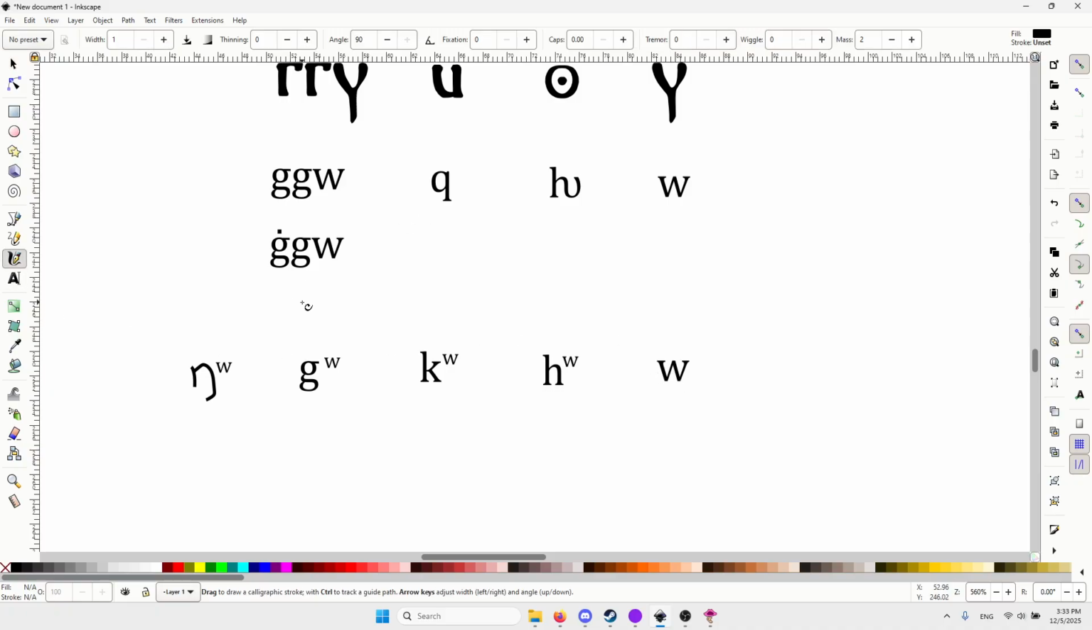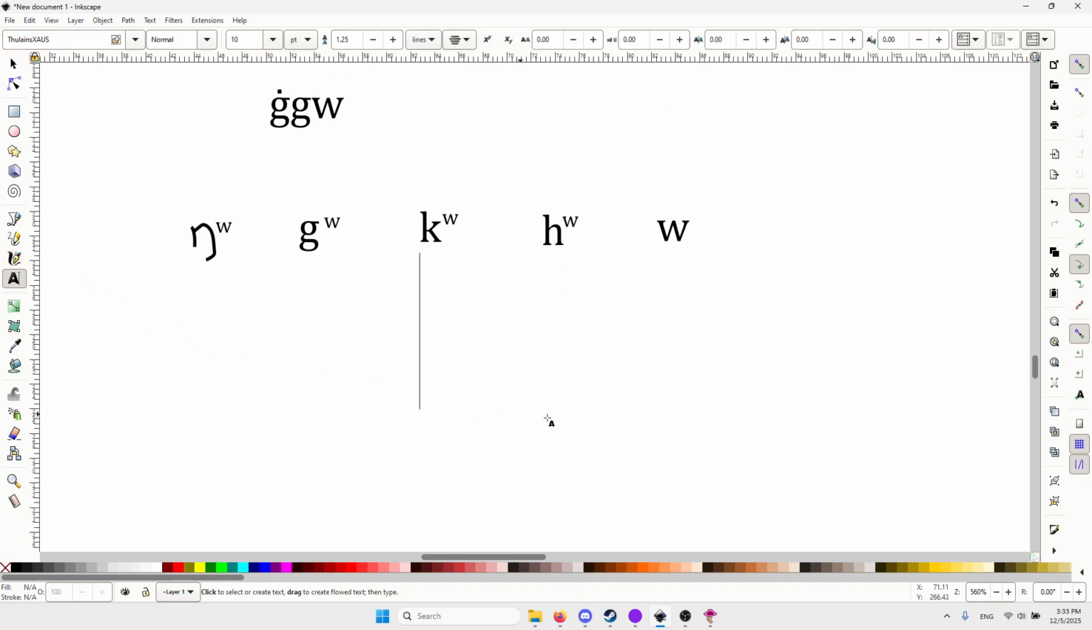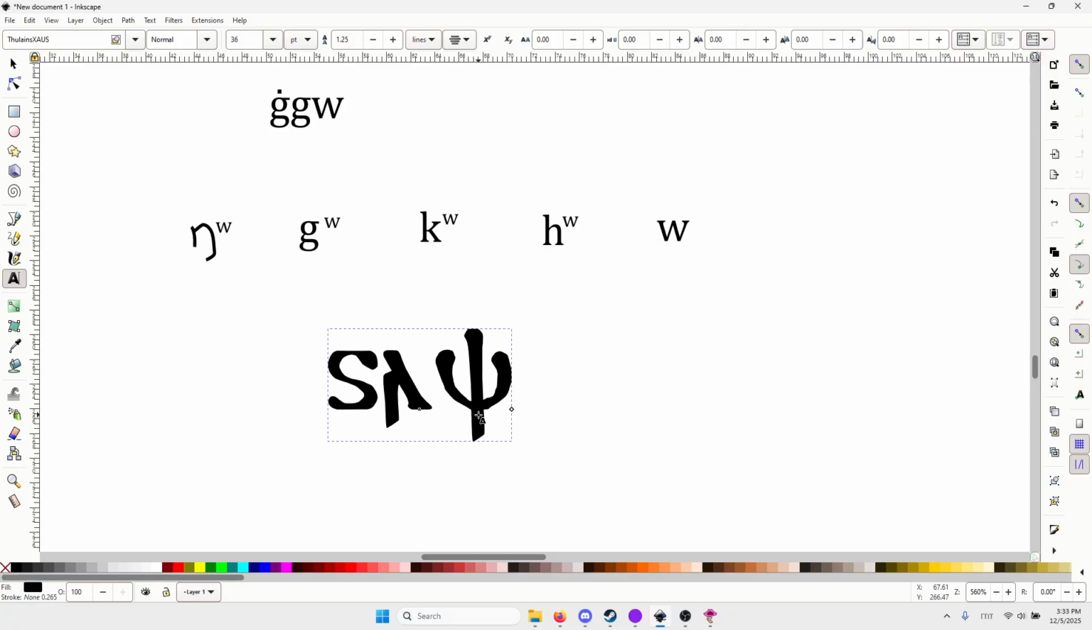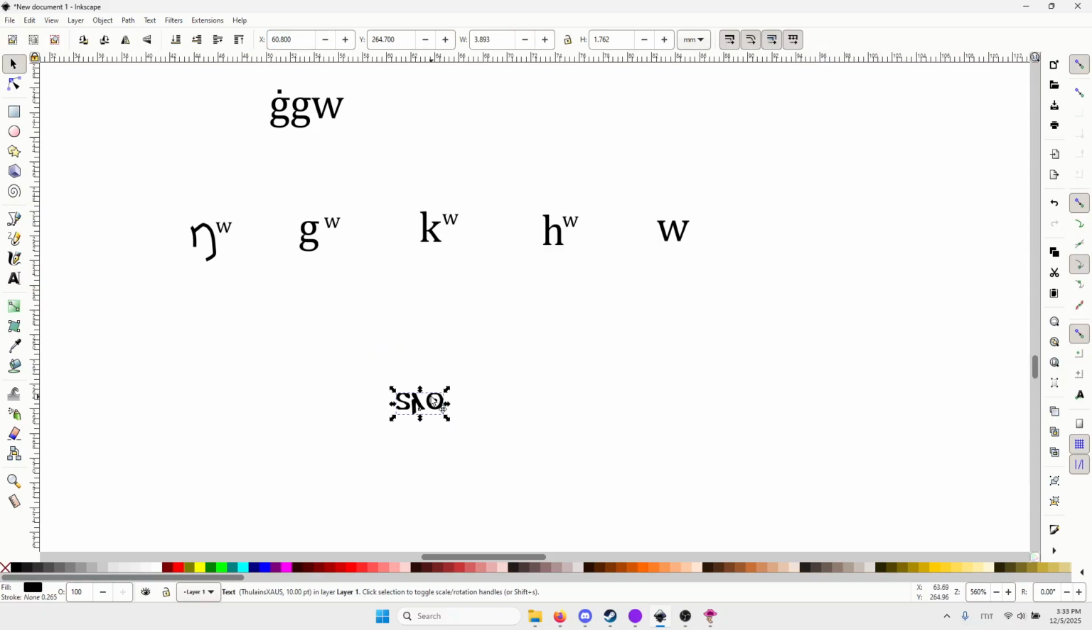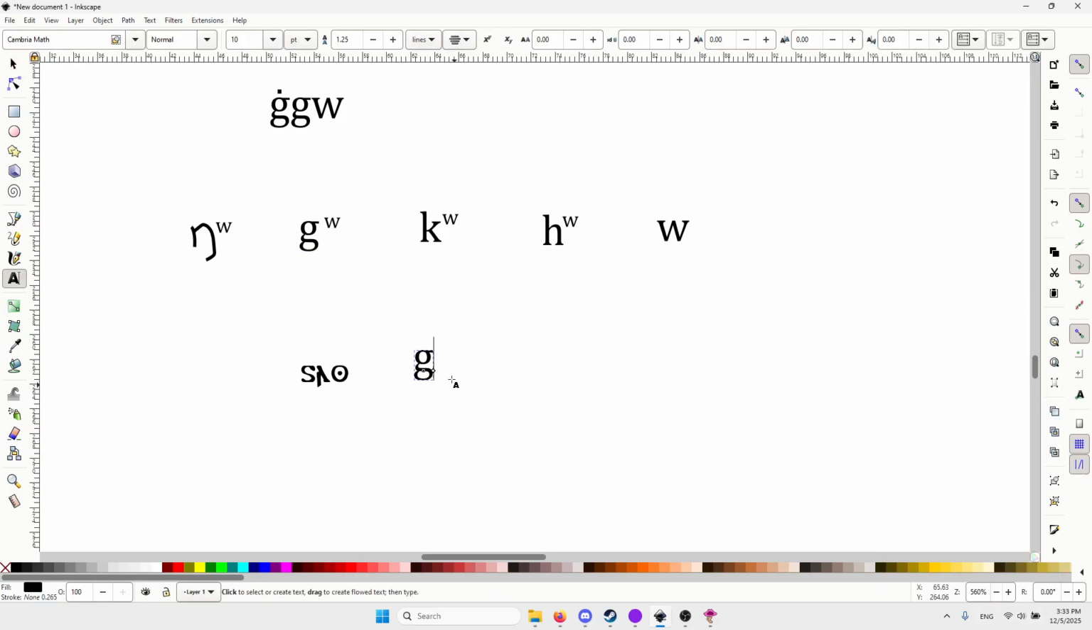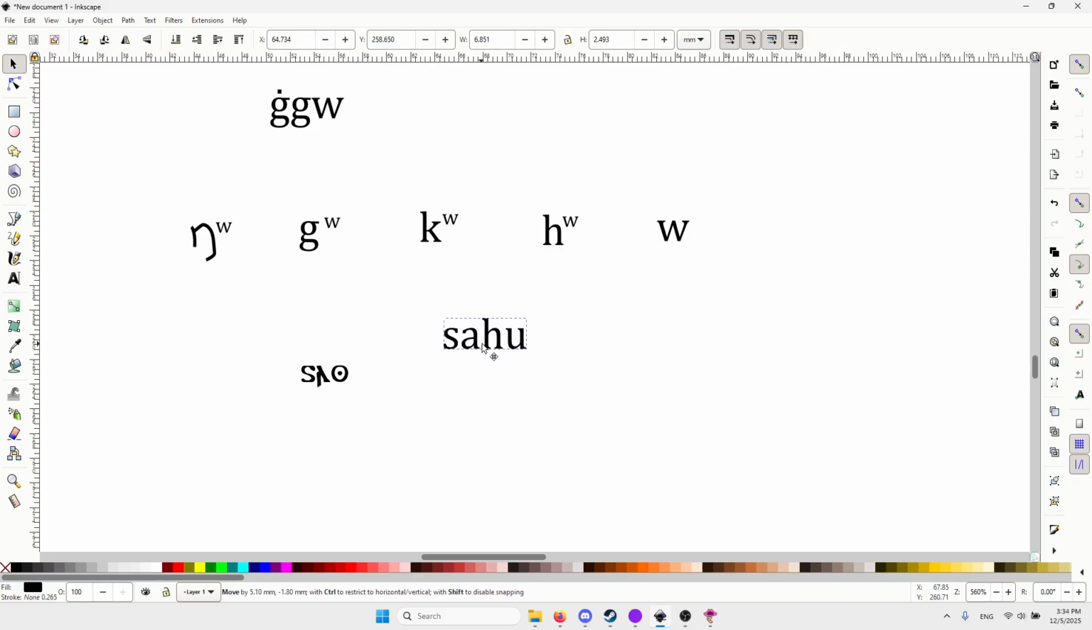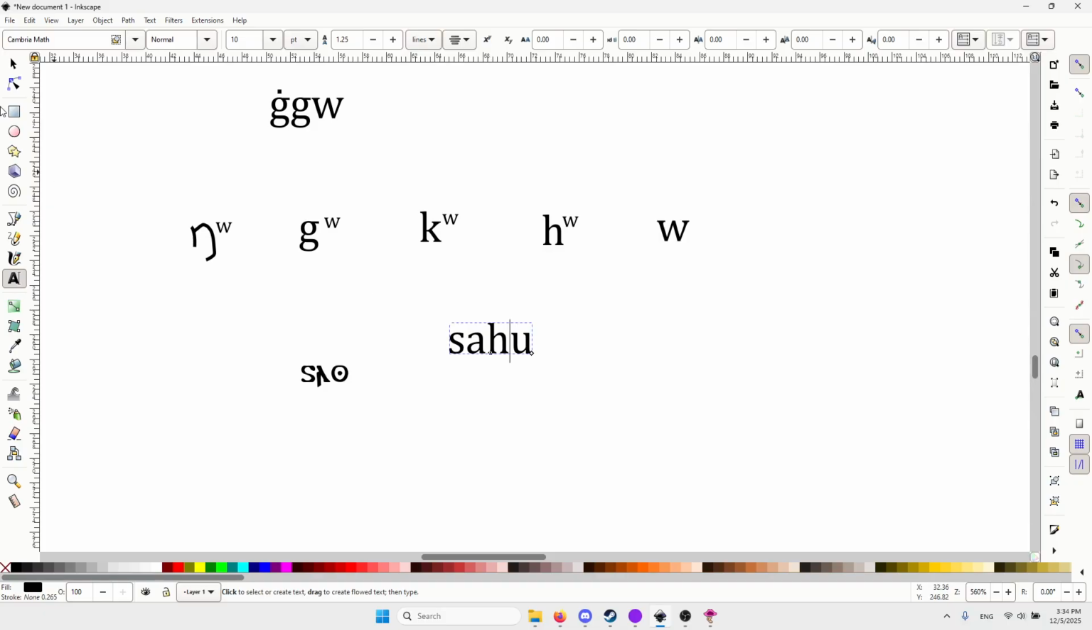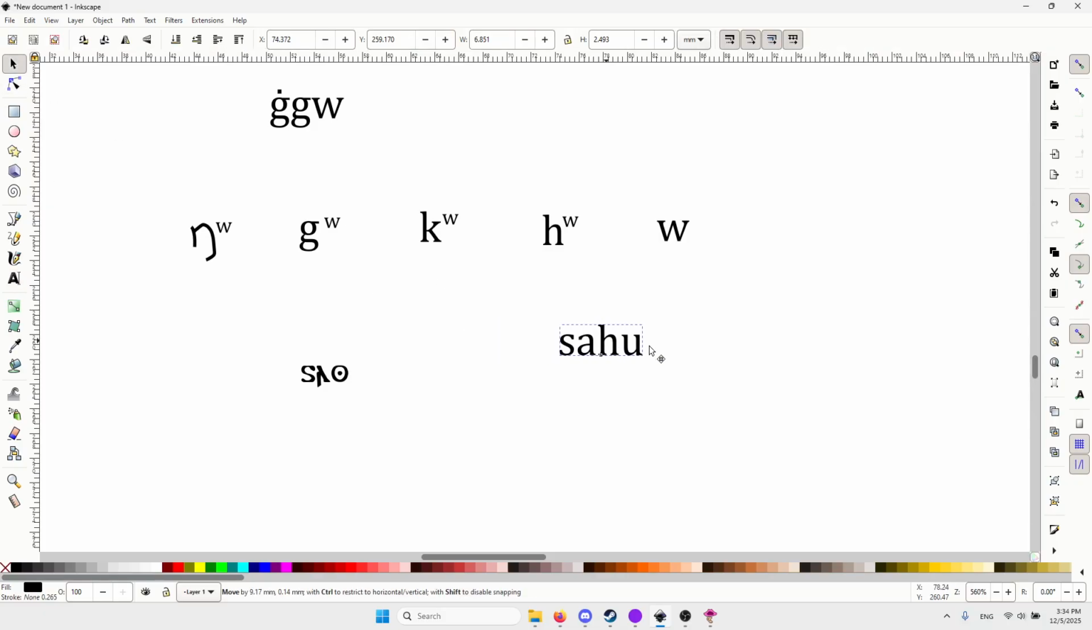So how do you actually pronounce these? You might see a word like this, and some people, I would consider this a mispronunciation, but they will say that it's something like sahu. I would not say sahu.